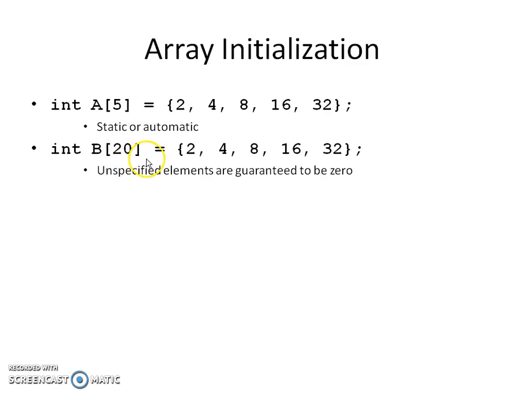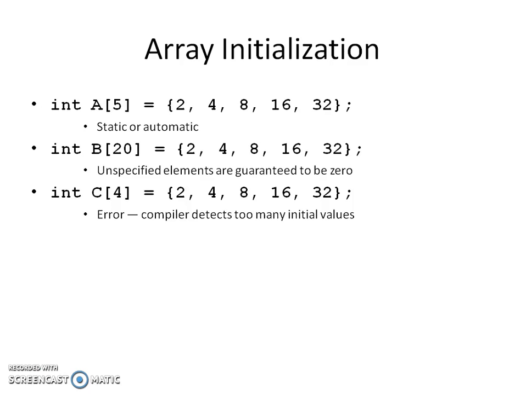Second one is here we are creating an array B with size 120, but we are just initializing with 5 values, so the remaining indices are assigned the value 0. So unspecified elements are guaranteed to be 0. Here another example is given for an array with size 4. We are trying to insert 5 elements. The compiler detects that too many initial values are assigned for the array C.